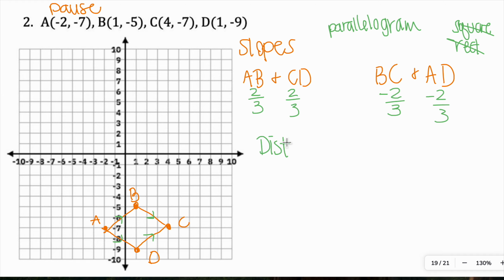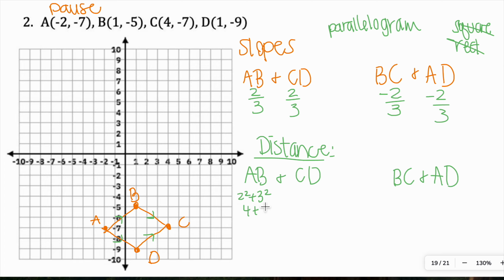So let's look at our distance for my sides first. AB and CD, make sure those match, and then BC and AD. Again, I'm going to use slope to help me. So AB is up 2 over 3. So that is 2 squared plus 3 squared, or 4 plus 9, which is 13. So AB's length is the square root of 13. And then CD is also a side 2 and a side 3. So 2 squared plus 3 squared, or 4 plus 9, which is the square root of 13.